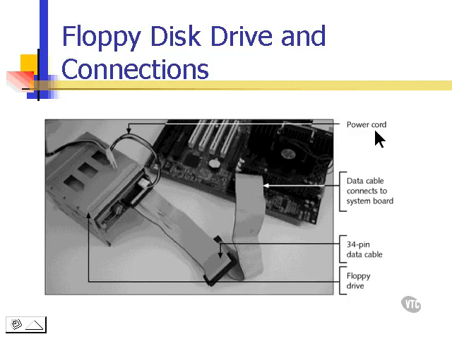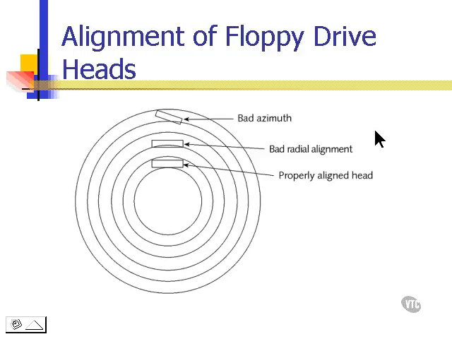One of the things that is critical in order for a floppy drive to correctly read a disk is head alignment. The alignment of the head on the floppy drive should be right in the middle of the track. In other words, a properly aligned head will rest right in the center of a track.